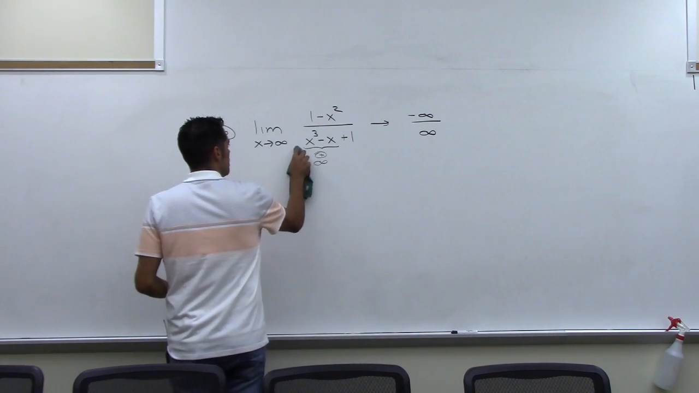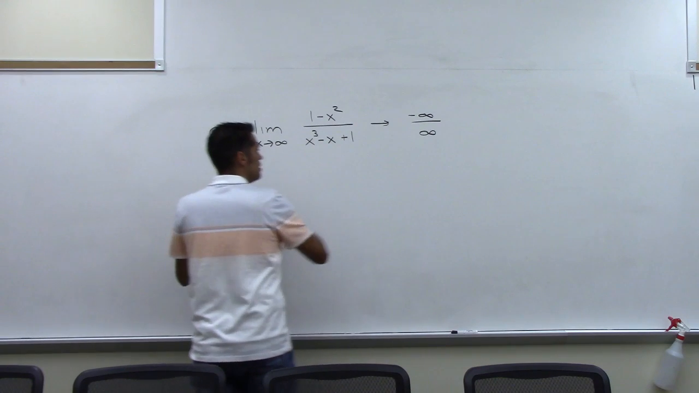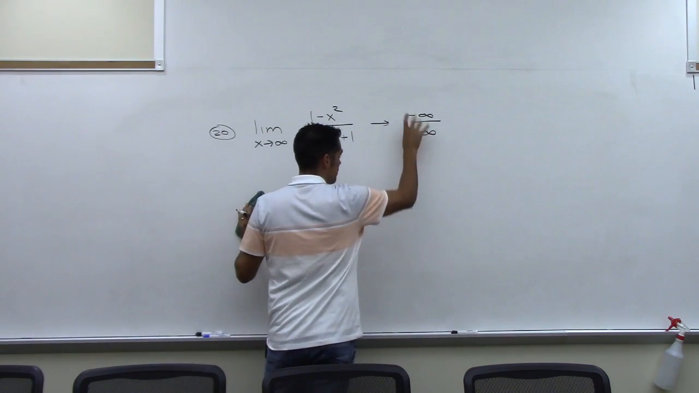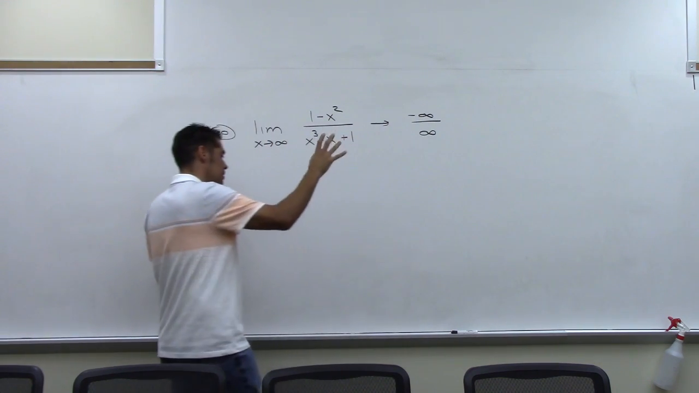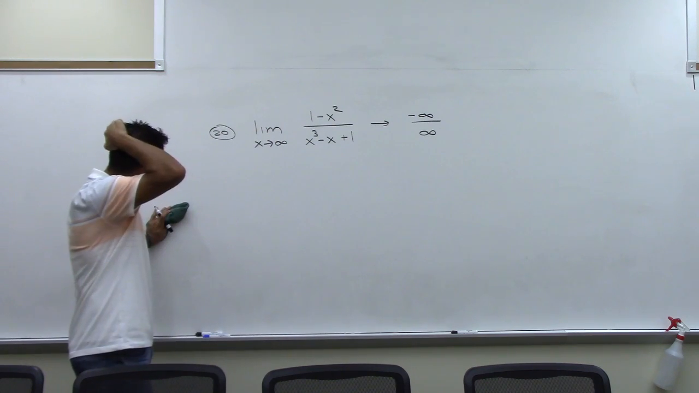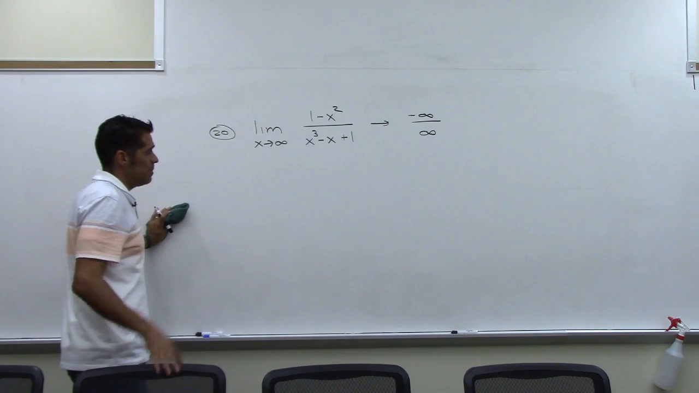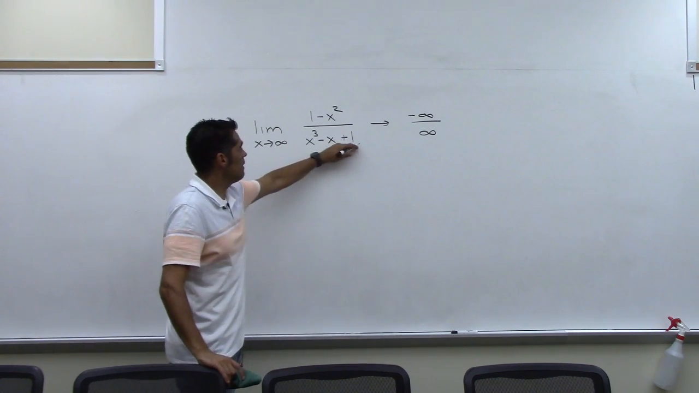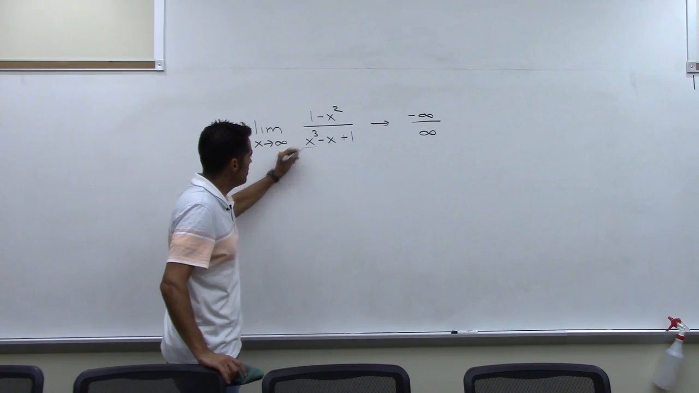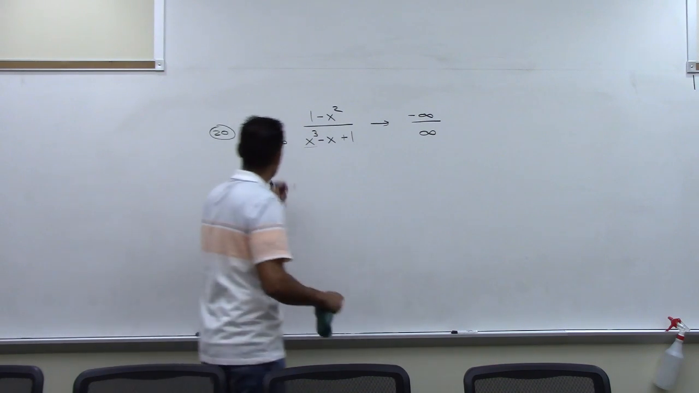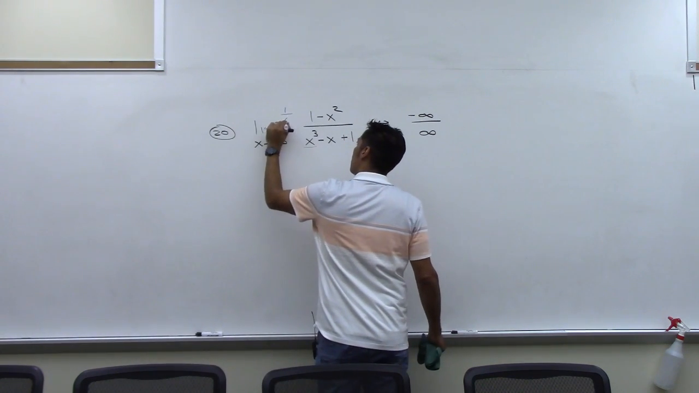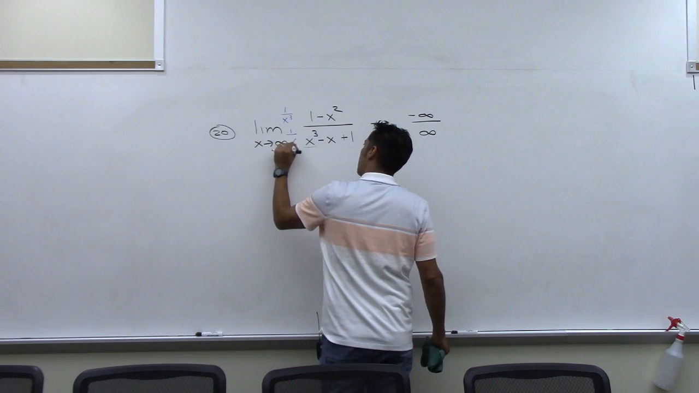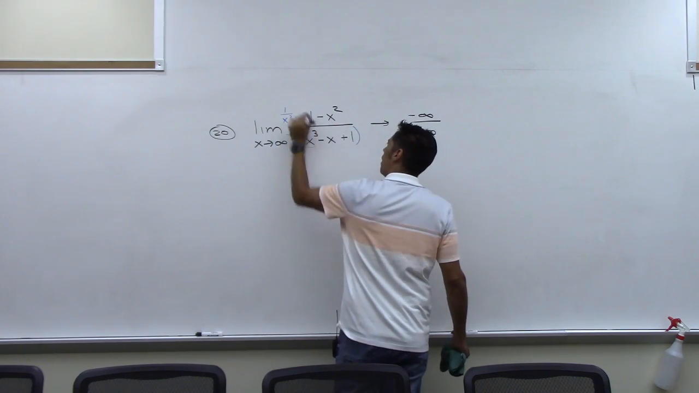So we have infinity over infinity, and remember, I said in class, it doesn't matter if this is positive or negative. If you have an infinite expression over an infinite expression, you're going to have to do some algebra. So I'm going to do the same thing I did in the last one. I look at the denominator, identify the highest power of x, and multiply the top and bottom by 1 over x cubed.